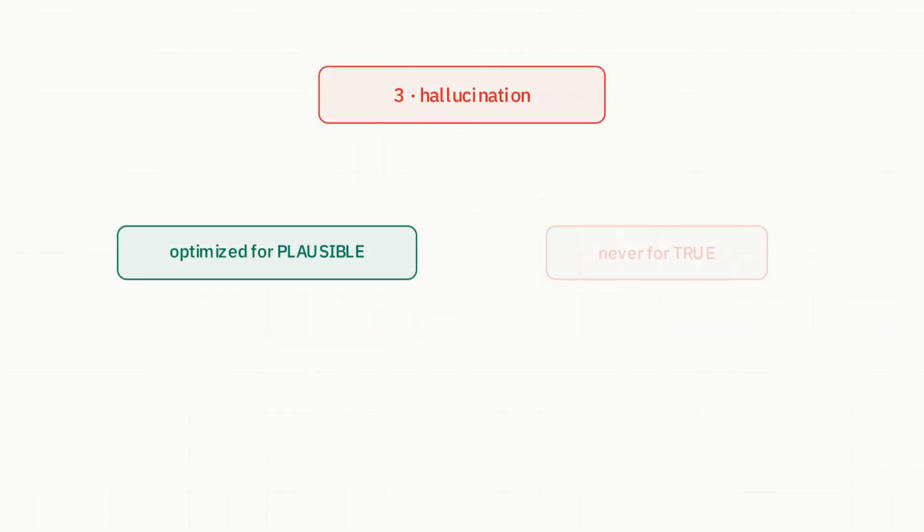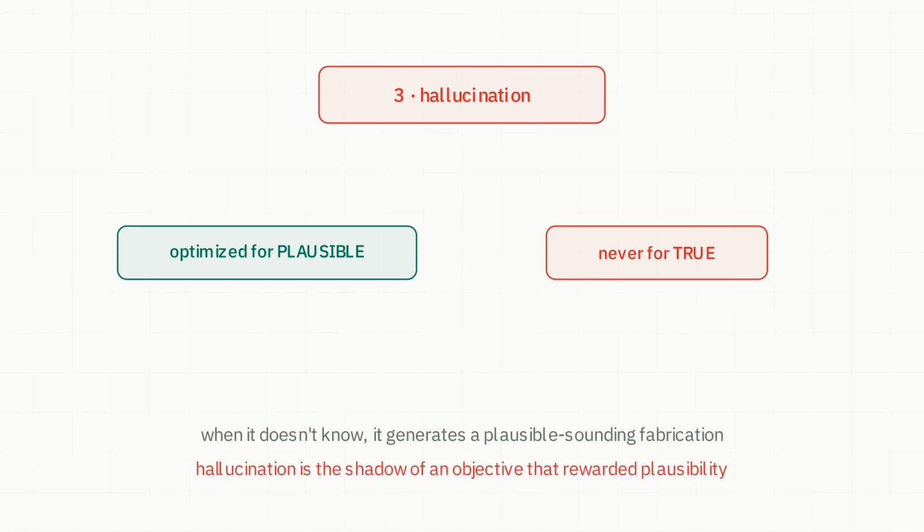Third, and most fundamentally, hallucination. Remember what the model was optimized for: not truth, plausibility. Its entire training pushed it to produce text that seems likely, that flows naturally, that fits. And most of the time, plausible and true happily coincide, but not always. When the model doesn't actually know something, it doesn't fall silent. It generates the most plausible sounding continuation it can, which may be a confident, fluent, complete fabrication. Hallucination isn't a bug that slipped in. It's a direct, unavoidable shadow of an objective that rewarded plausibility, never verified truth.